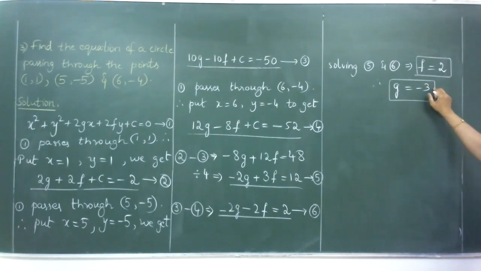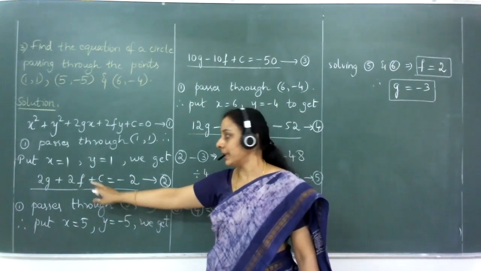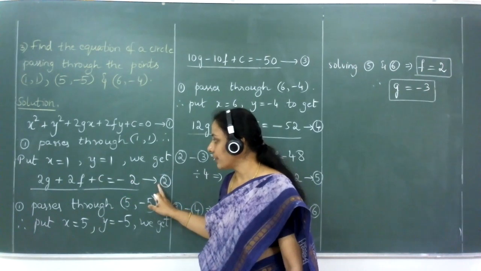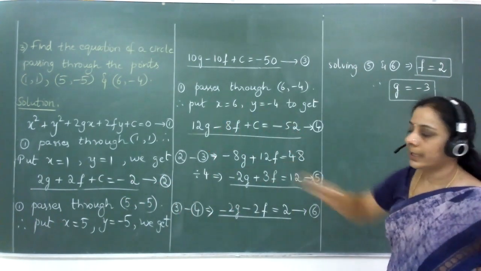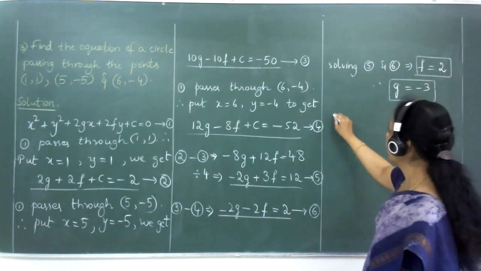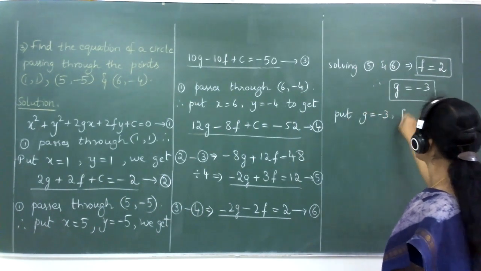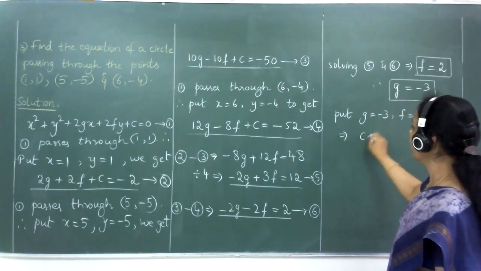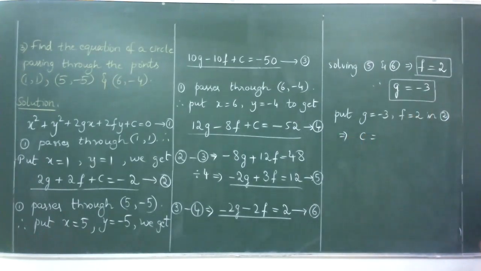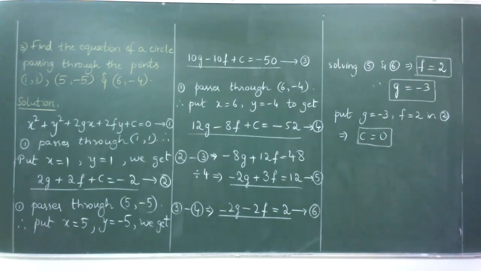Now substitute these two values of G and F in an equation which contains all the three parameters. You will have to substitute in either the second, the third, or the fourth equation. Equation 2 looks simpler to us. So we can substitute G equal to -3, F equal to 2 in equation 2, which has to give me the value of C as equal to 0. You will then find the value for C equal to 0. All the three parameters are done with this.